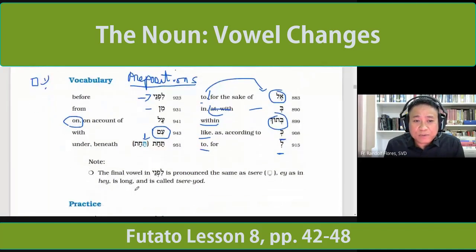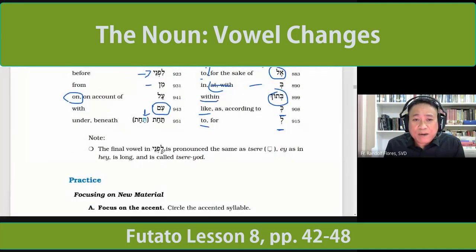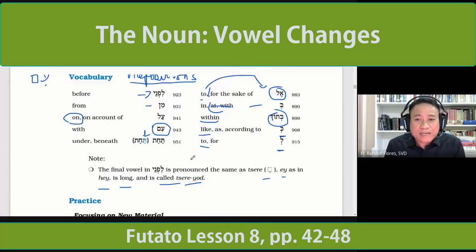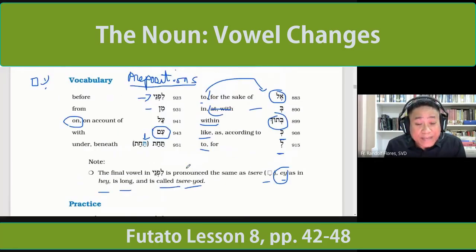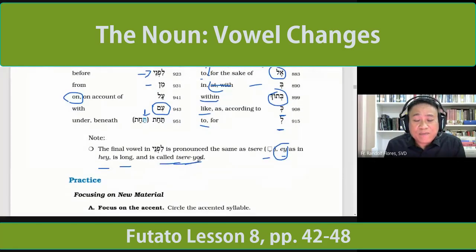Now notice some pronunciation here. The final vowel in lifne is pronounced the same as tsere: the e, as in hey, is long, and is called tsere-yod. The e plus yod is pronounced as in hey, lifnei, so a pronoun lifnei, and that vowel is called tsere-yod. So lifnei, you pronounce the yod there, tsere and yod, or tsere-yod.